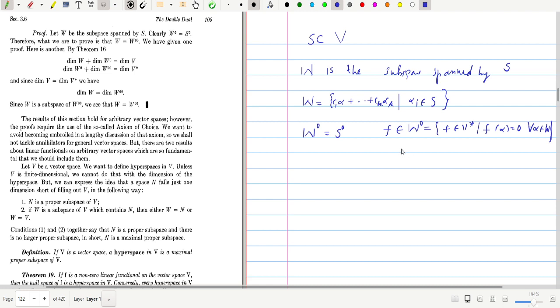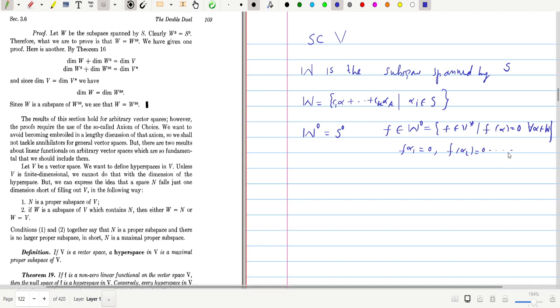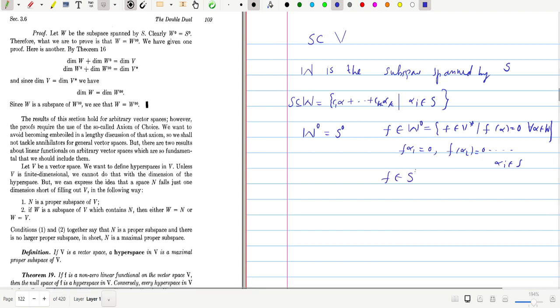Okay, so in fact this F maps alpha 1 to 0, F of alpha 2 is equal to 0, for all alpha 1, alpha 2, alpha I belongs to S, because this contains the linear combination. So anyway, S is always a subset of W itself. Every element of S is an element of W. Then whenever F sends every element of W to 0, then F sends every element of S to 0 as well. So this shows that this F belongs to S naught.